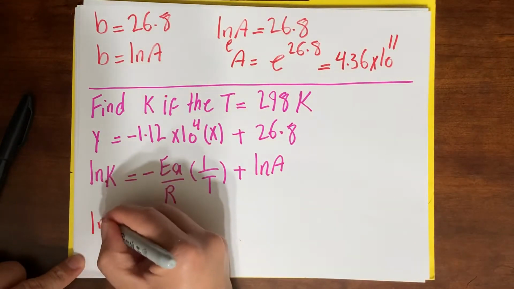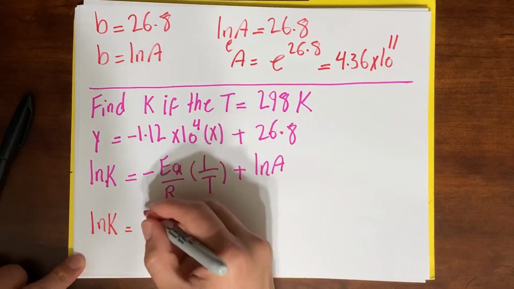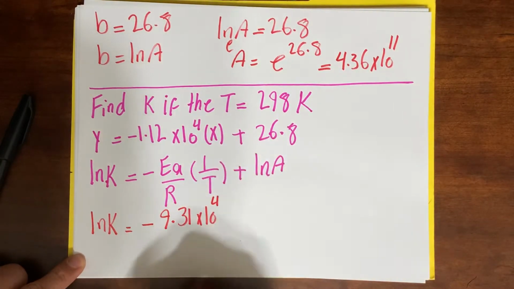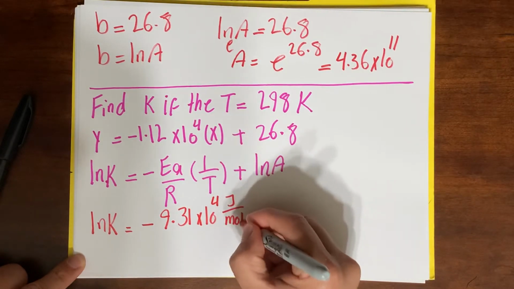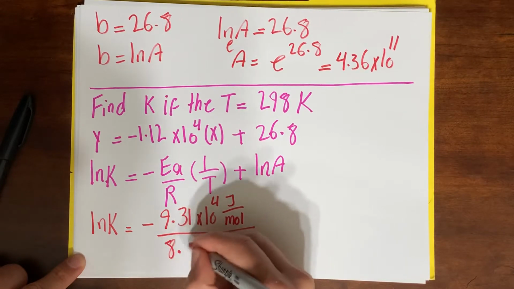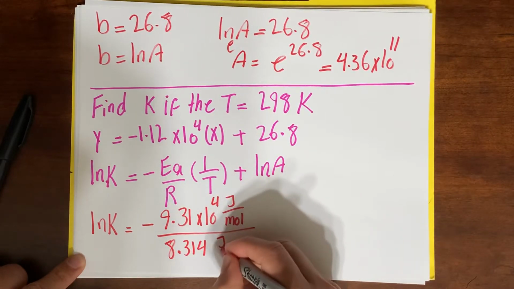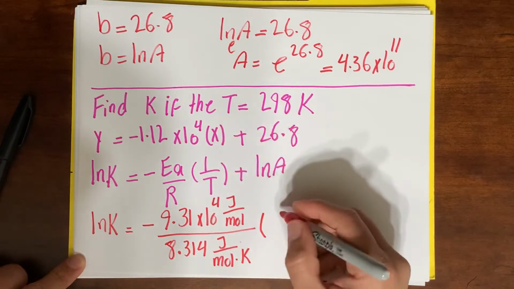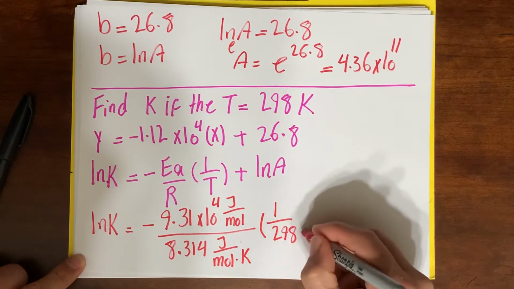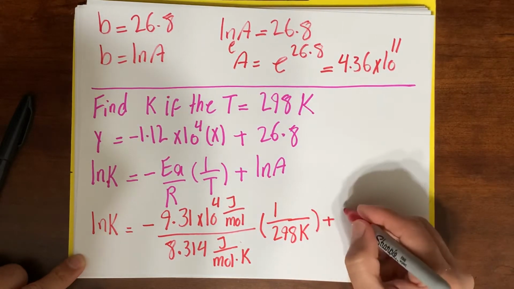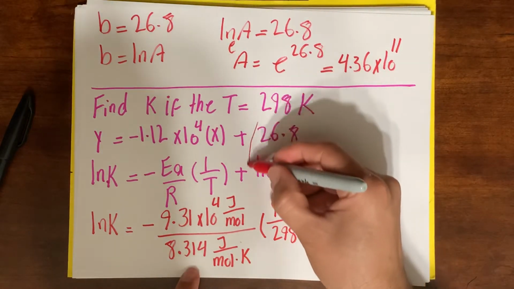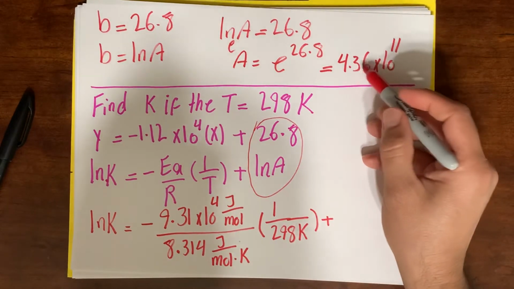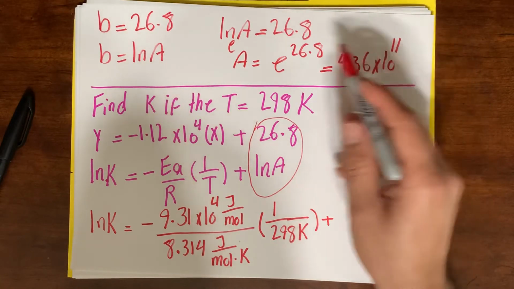Okay, so I go with the second. ln of K equal to minus the activation energy we got, 9.31 multiplied by 10 to the power of 4 joule per mole, divided by R, which is 8.314 joule per mole Kelvin, multiplied by 1 over T. T is 298 Kelvin, plus ln of A. ln of A, with A being 4.36 multiplied by 10 to the power of 11, is going to give you the answer 26.8.